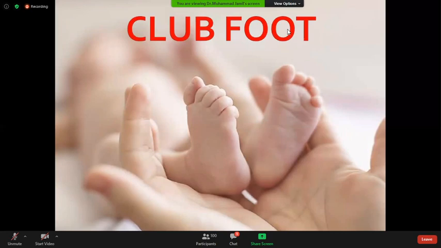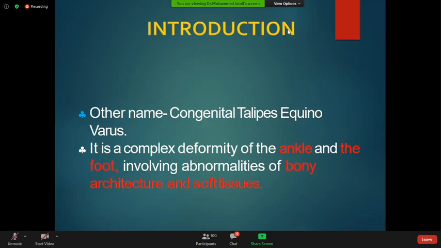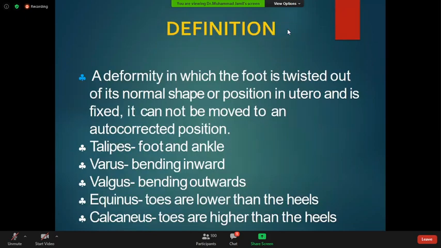I think you have also seen the patient in the clinical setting. Okay. Introduction. What is the introduction? Well, the other name of clubfoot is congenital talipes equinovarus. It's a complex deformity of the ankle and the foot, involving abnormalities of the bony architecture and soft tissues. A deformity in which the foot is twisted out of its normal shape. The normal shape of the foot is lost, and when you try to correct the position, it will not be corrected.